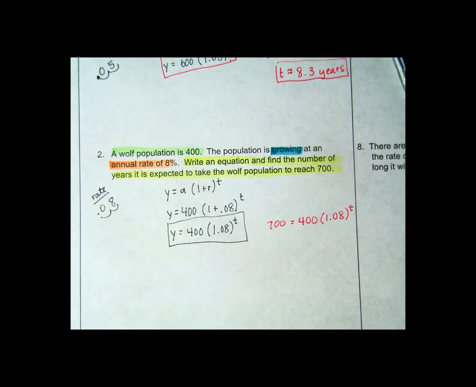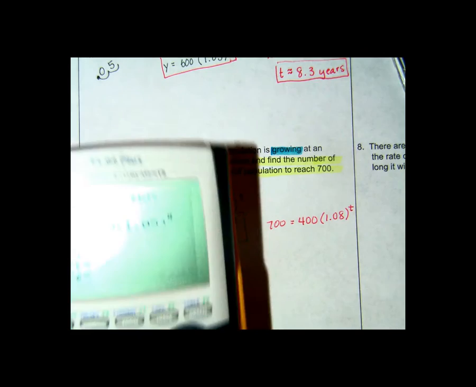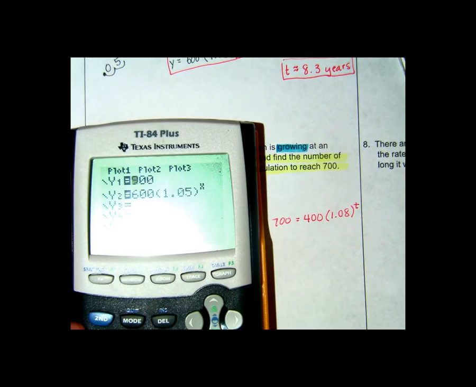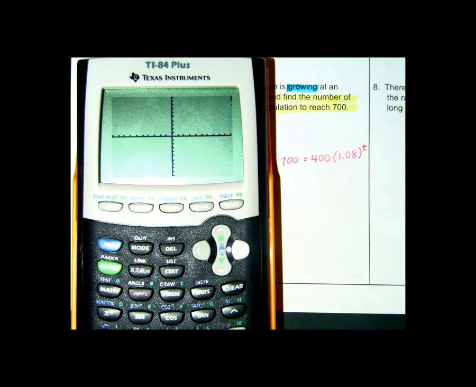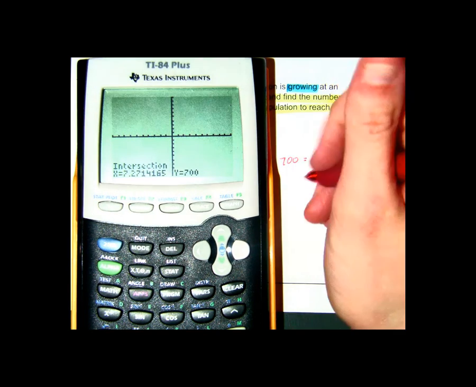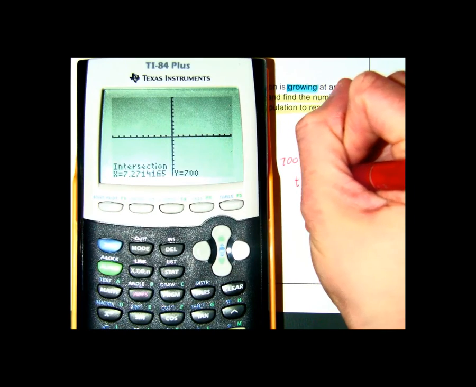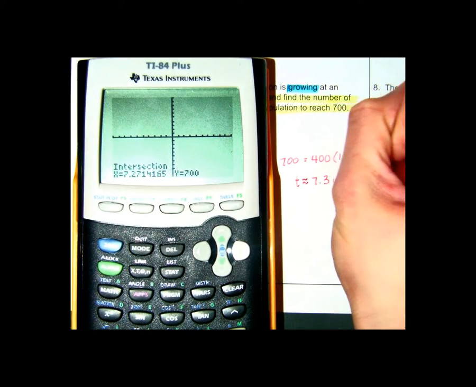Again, I'm going to type it in my calculator like I did. Y equals, clear this out from the last one, 700, 400 times 1.08 to the x power. Second trace, wait, the glare is bad. Let me move this up so you can actually see it. These take longer. It takes longer for your calculator to actually figure that out. Okay, 1, 2, 3. 7.3 years, approximately.